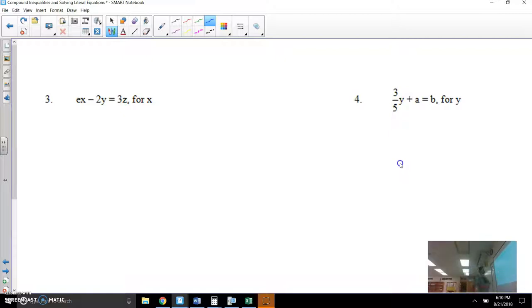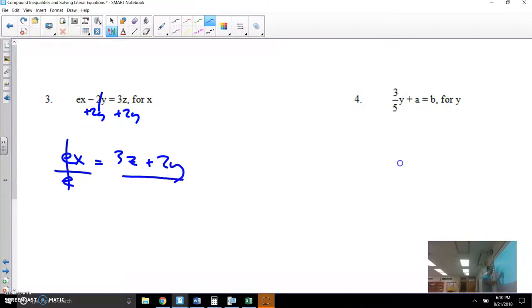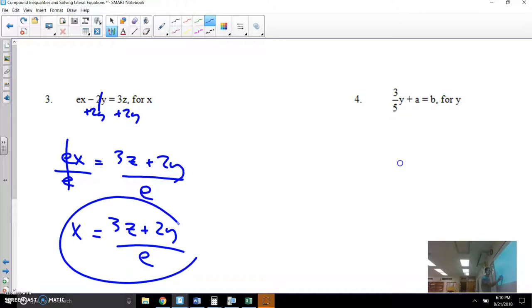Solving for x, trying to get this x by itself. So let's start by taking that 2y and adding it to the other side. x equals 3z plus 2y. Let's take that e now, because I'm trying to get x alone, and I'm going to divide it over here. x equals (3z plus 2y) over e.